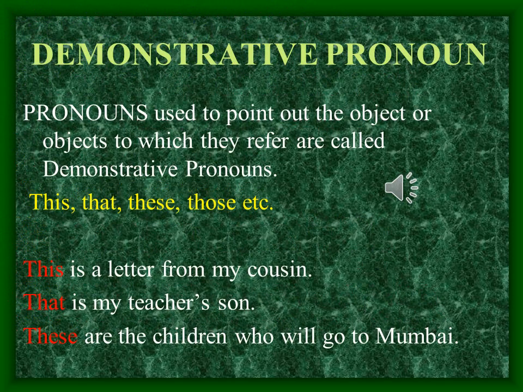5. Demonstrative pronouns. Pronouns used to point out the object or objects to which they refer are called demonstrative pronouns. This, that, these, those, etc. This refers to a singular object which is close to us. That refers to a single object which is far away from us. Whereas these stands for the objects which are close to us and those refer to the objects which are far away from us. Following examples will make it more clear to you.